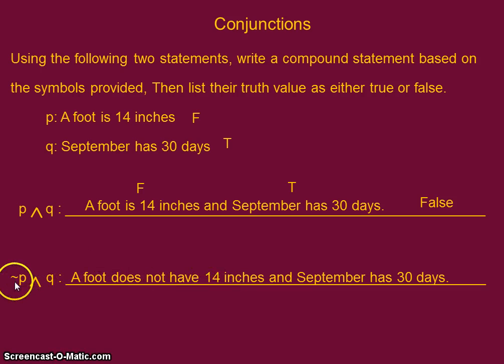The second one is read, not P and Q. So not P would be a foot does not have 14 inches, and September has 30 days. A foot does not have 14 inches is now true, and September has 30 days is true. Since both of these are true, the entire statement is true.